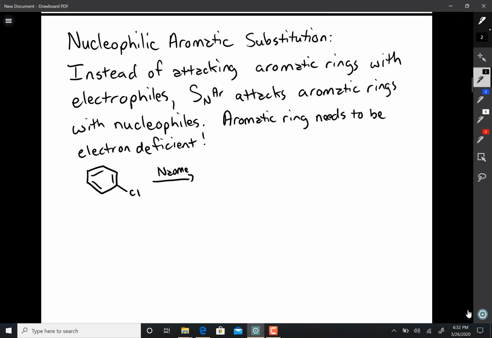Okay, so, sorry, I had to pause that. If you treat the chlorobenzene with sodium methoxide and methanol, nothing really happens.